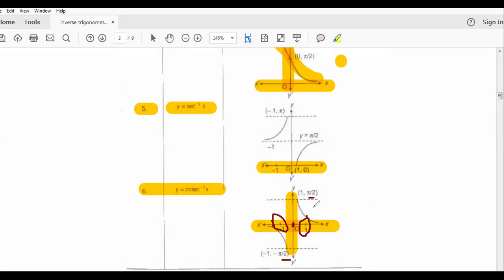So the graph is again a curvilinear graph. So this is our graph. The graph is from this. Okay. So all these are the graphs of the function.